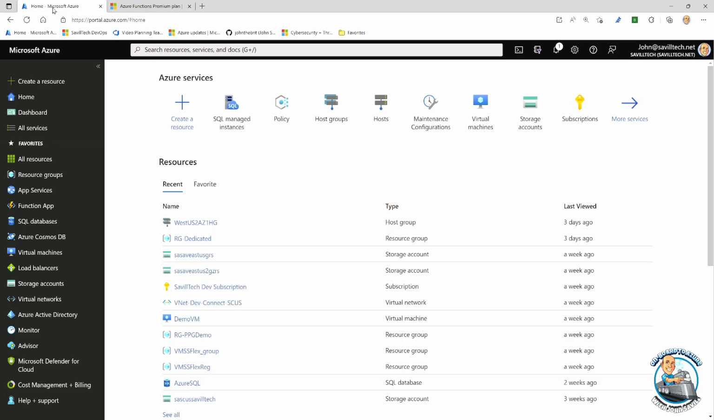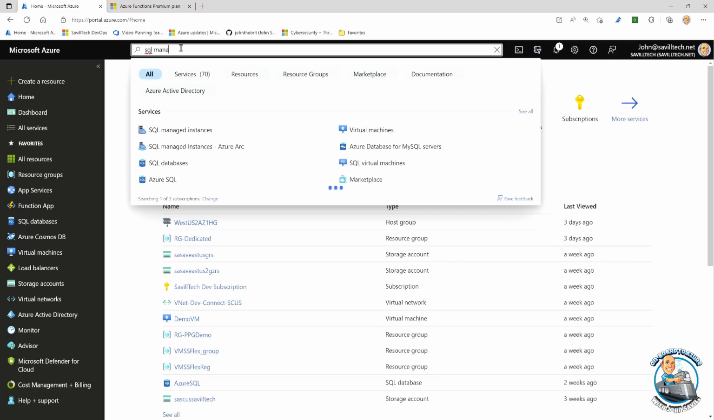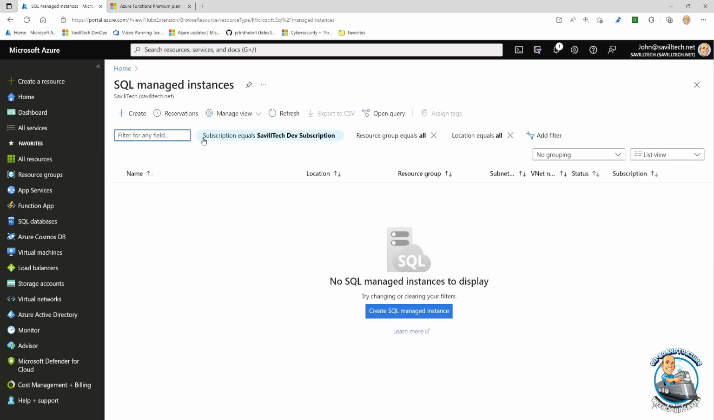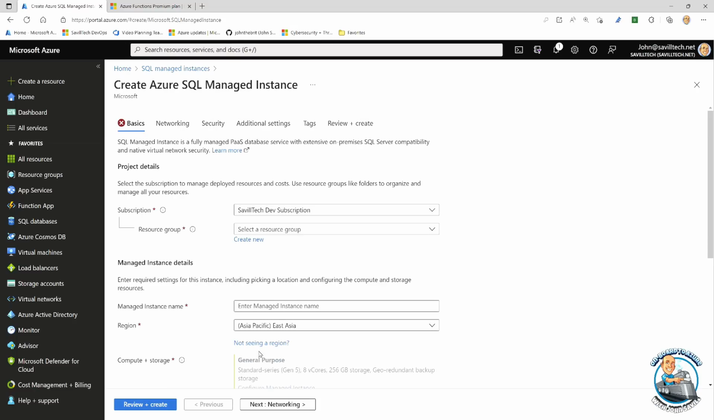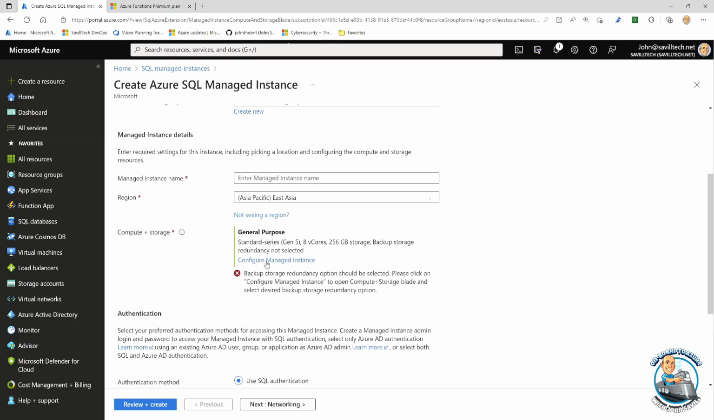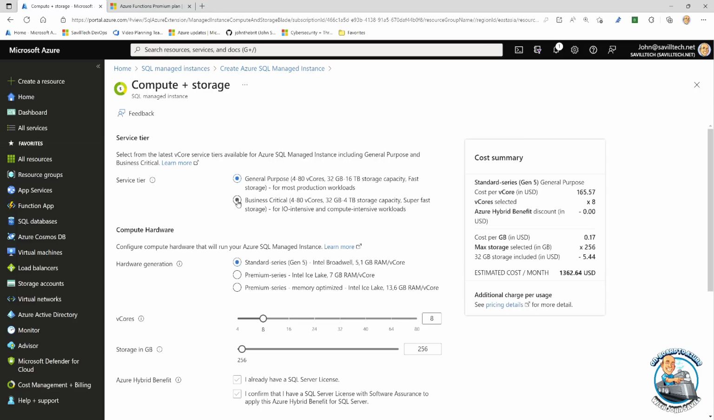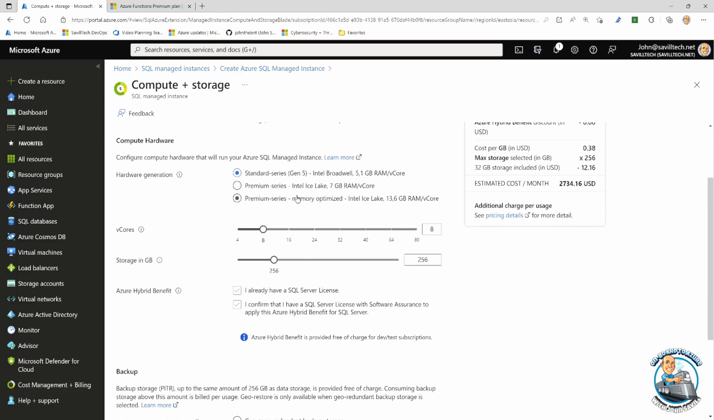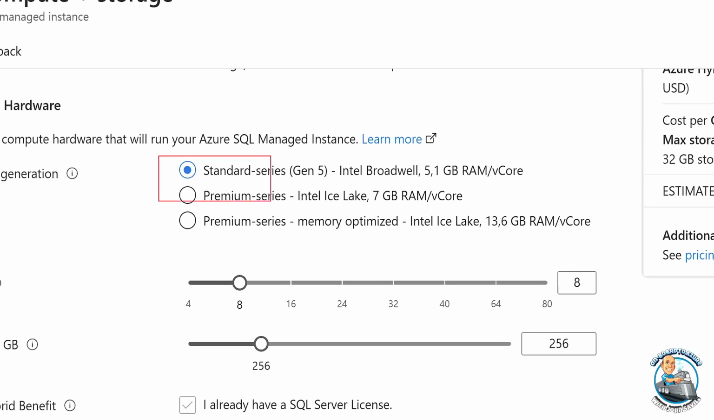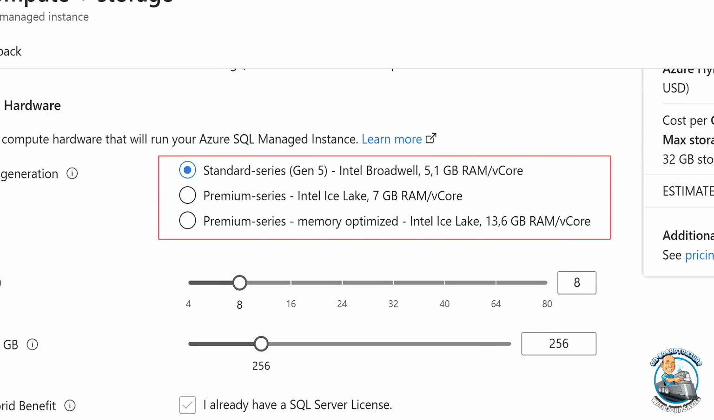If we were to create a SQL managed instance, obviously there are different tiers and types available to us. But if I just look at configure the sizing, and if I pick business critical, you notice we have these 3 options: standard series, premium series, and premium series memory optimized. And it's this new memory optimized we're focused on. Now this is using the new 3rd gen Ice Lake. I get 13.6 gigabytes of RAM per core.